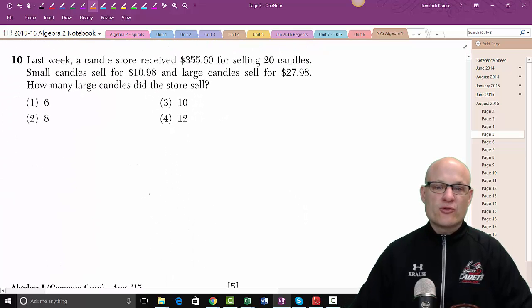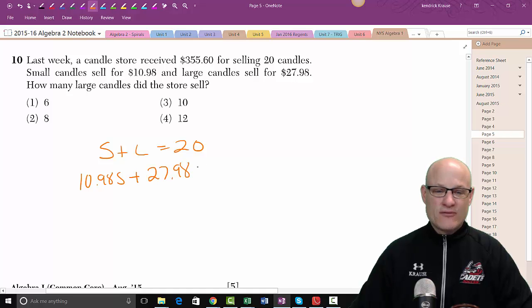Last week a candle store received $365. They sold 20 candles, small candles and large candles. So the small candles plus the large candles has to equal 20 candles. They sold the small ones for $10.98 and the large candles for $27.98. And they made a total of $355.60.